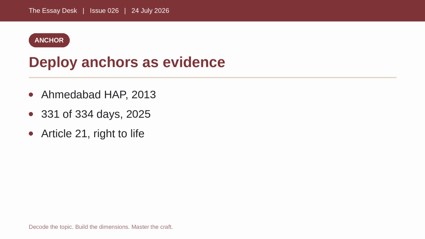not technology. A recent national environment assessment found extreme weather struck India on 331 of 334 days in 2025. Do not let that number simply sit there. Use it to show the reader that heat has stopped being an occasional emergency and has become the ordinary climate of Indian summers. Finally, anchor your ethical argument in Article 21, the right to life, which courts have read to include a livelihood earned in dignity.